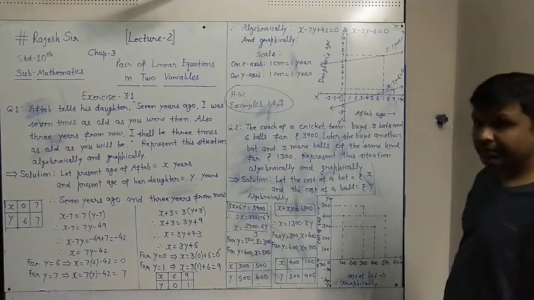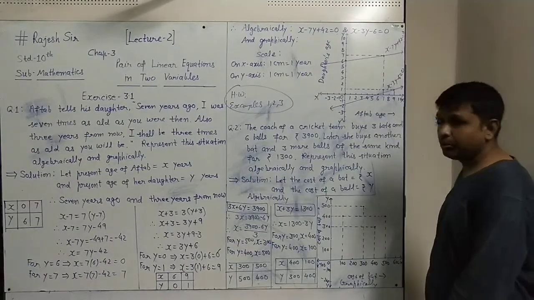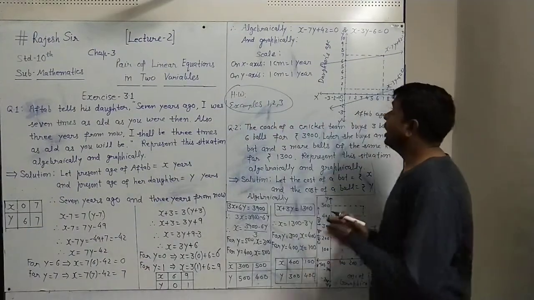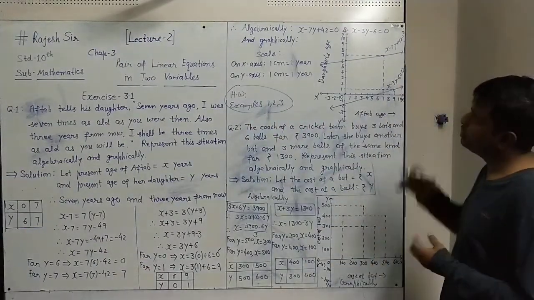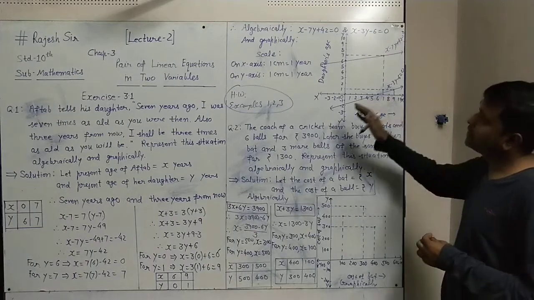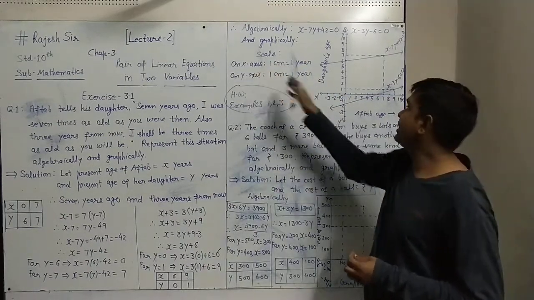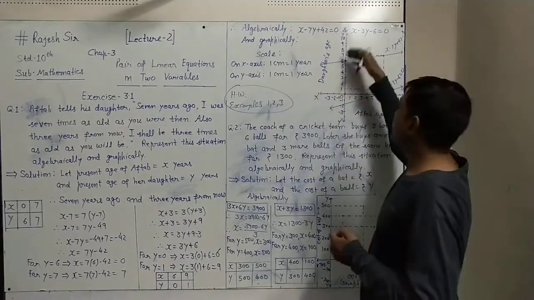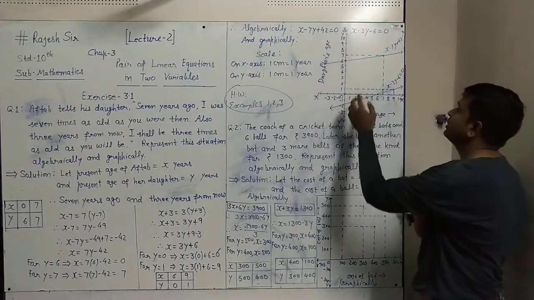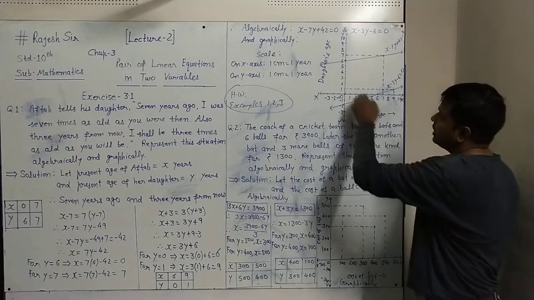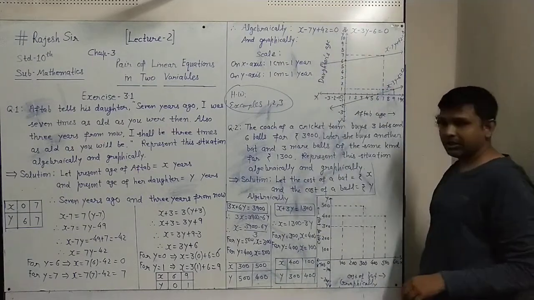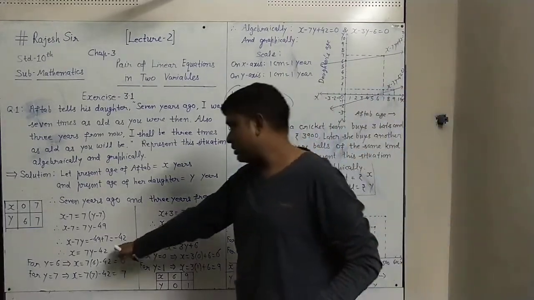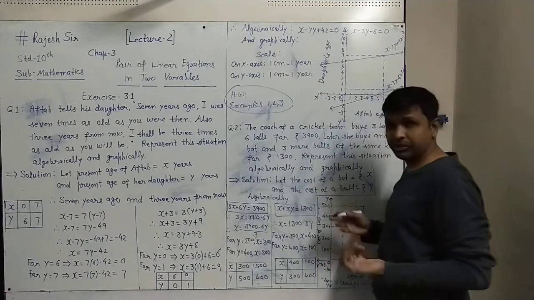So this is simply how we have shown the graphical representation of both the lines, because we have both the corresponding equations, and this way we have to show it graphically. Here, we have to write the scale. On x-axis we have taken 1 centimeter equals 1 year, and on y-axis also 1 centimeter equals 1 year. X-axis shows Aftab's age, and y-axis shows daughter's. So that way, algebraically we got the equation, and graphically we have represented it.